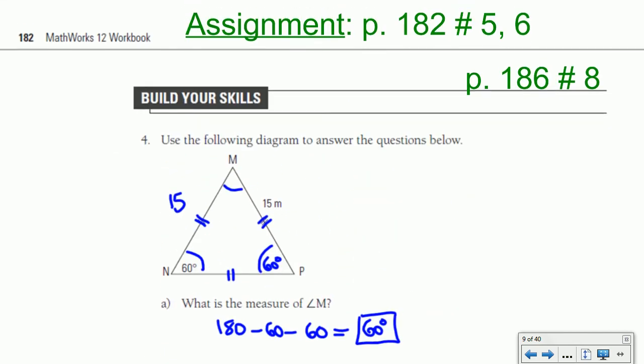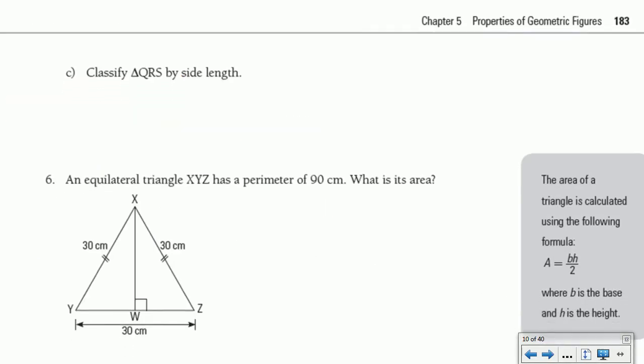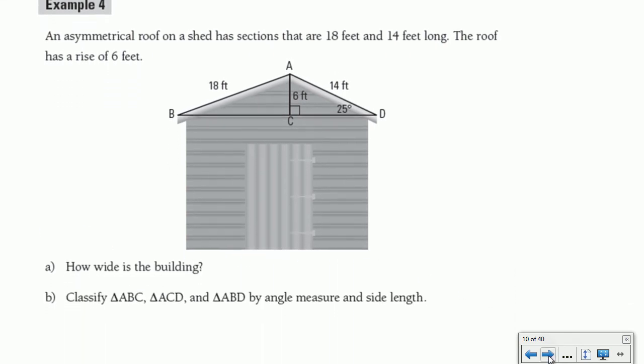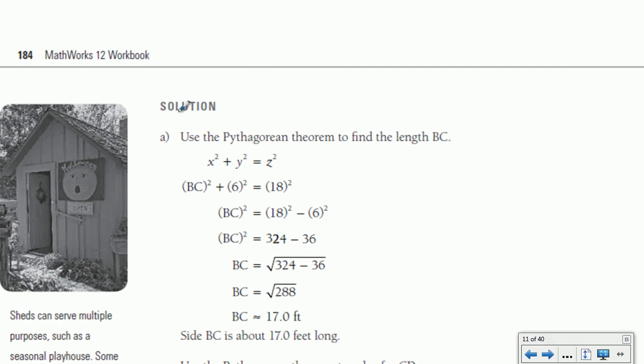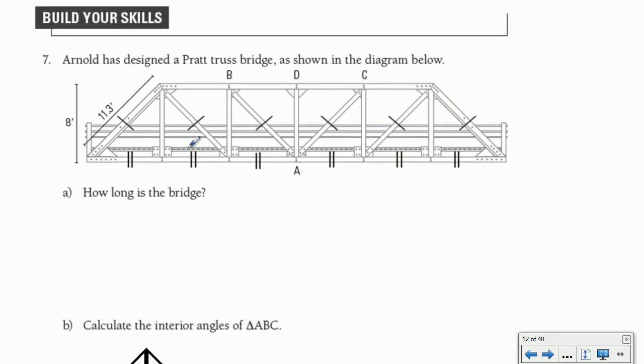Okay, number 5 and 6 you should do for your assignment today. So number 5 and 6. You can have a read through example number 4 if you like. It's worked on the next page here. And we'll go through example number 7 at the bottom of page 185. Okay, so there's a truss bridge. Diagrams here, so you can see these double tick marks mean that all of these lengths are the same, right? There are 1, 2, 3, 4, 5, 6 of them.